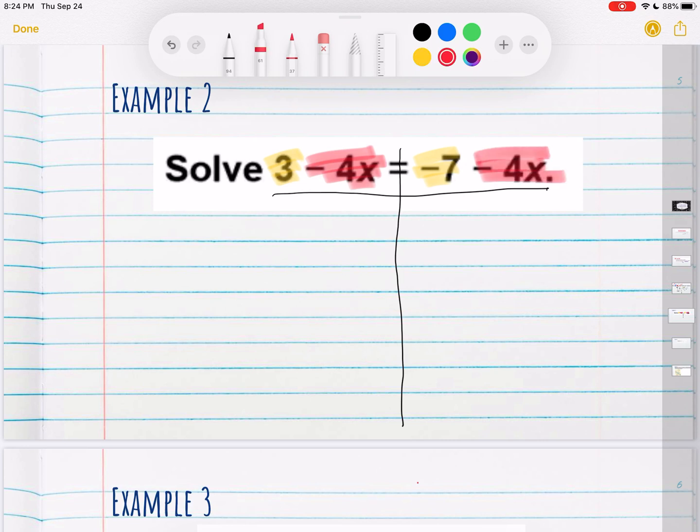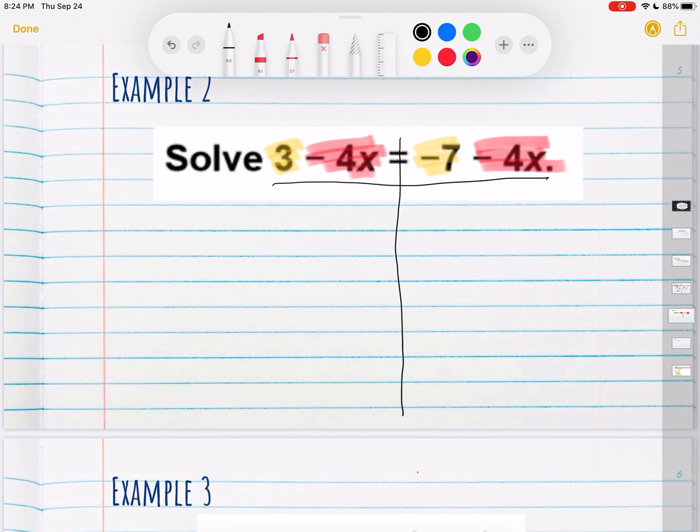Now there are constants and variables on both sides, so I can pick. I think on my left, I'm going to do variables this time. On my right, I'm going to do constants. And again, I could have done it the other way too. It's just my choice. So I want all my variables to be on the left.